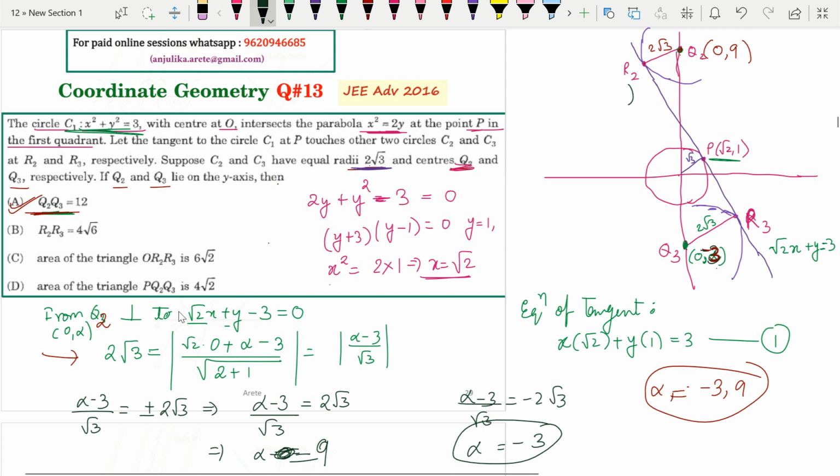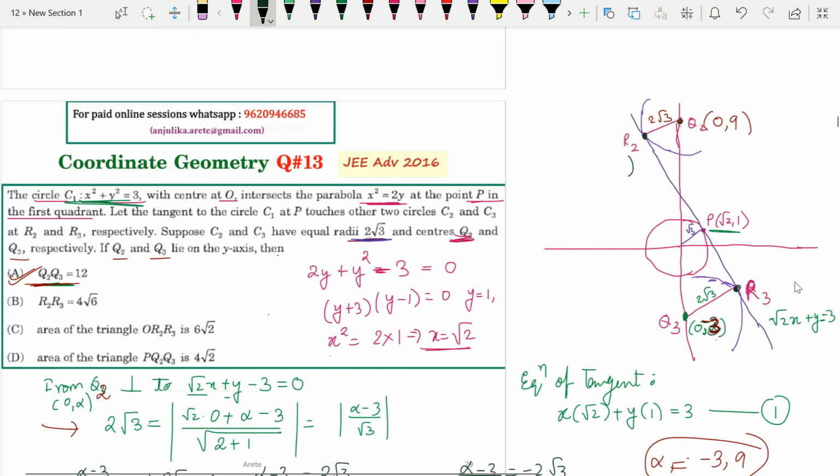What are they asking? R2, R3. Where is that? Okay, this is R2 and this is R3. I want to get the distance. See, one thing you can always do, you can figure out what's the coordinate of R2 and then what's the coordinate of R3. Use your distance formula. Okay, but that will be too long to do. We have to be a little bit more intelligent here. What we can do is use the fact that you already know your q2, q3.